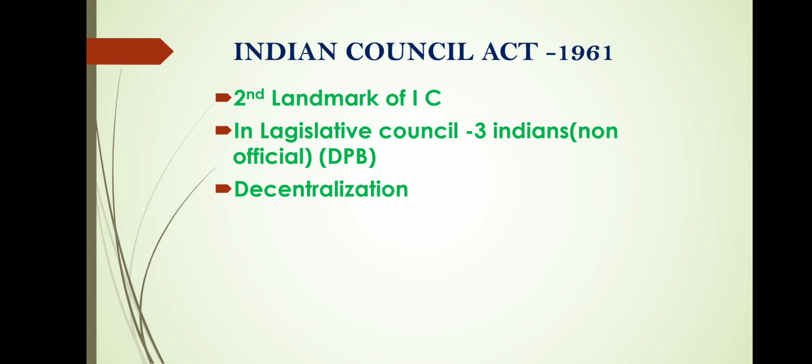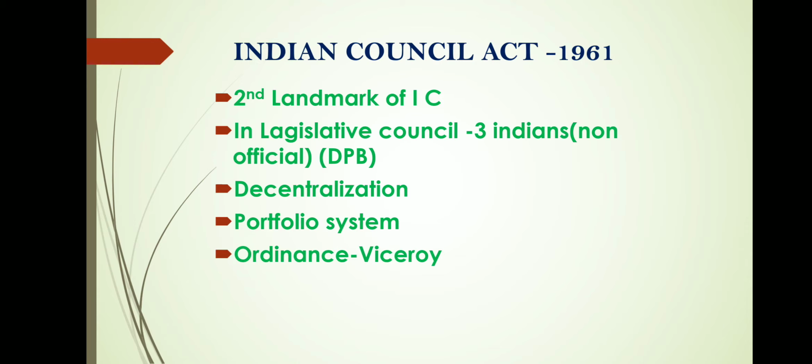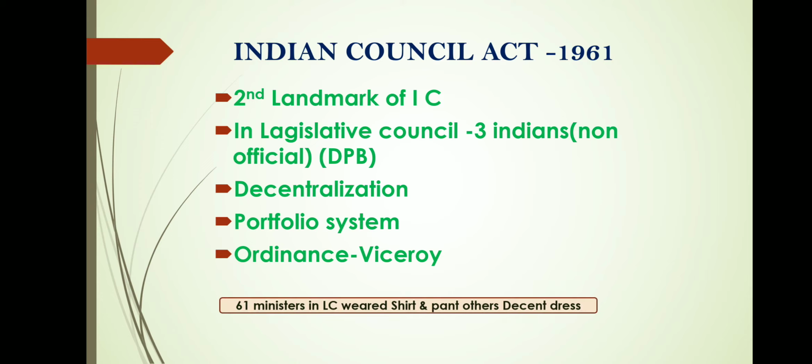So decentralization. Next, portfolio system. The portfolio system was introduced by Lord Canning in 1859. Also, it empowered the viceroy to issue ordinances without the concurrence of the legislative council during an emergency. The life of such an ordinance was 6 months. The validity of this is 6 months.